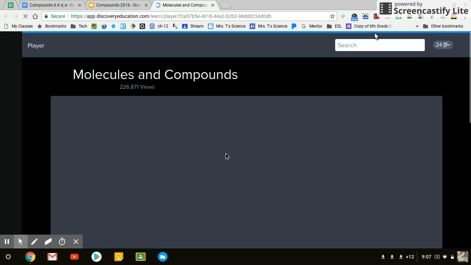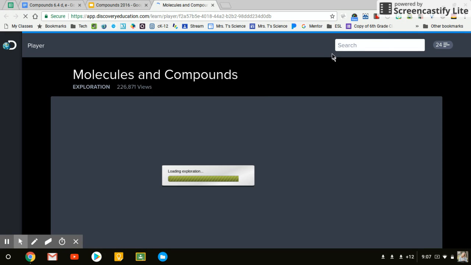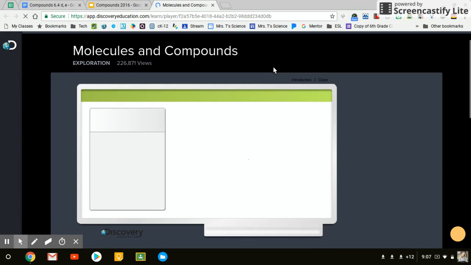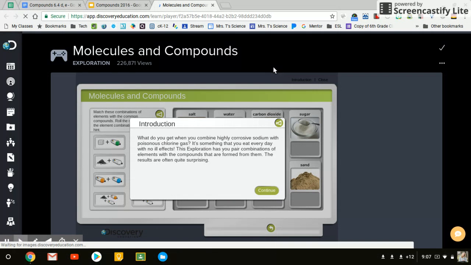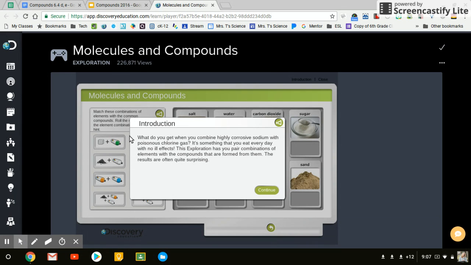Okay, it's coming. Here we go. Great. So you should be at the place as well that says molecules and compounds. Again, it's very important to read everything, okay? So let's take a look at the introduction together. What do you get when you combine highly corrosive sodium with poisonous chlorine gas? It's something that you eat every day with no ill effects. This exploration has you pair combinations of elements with the compounds that are formed from them. The results are often quite surprising.